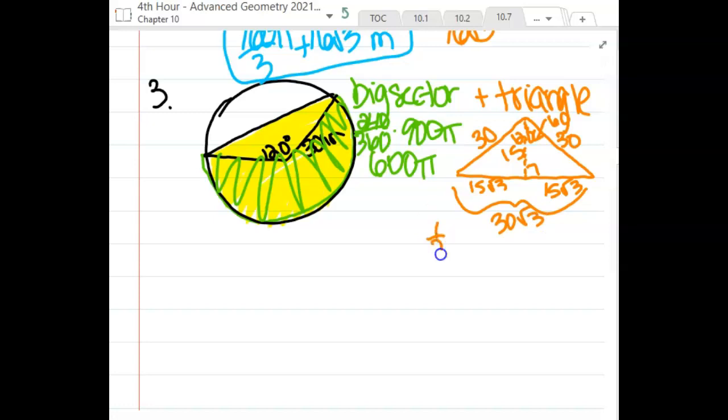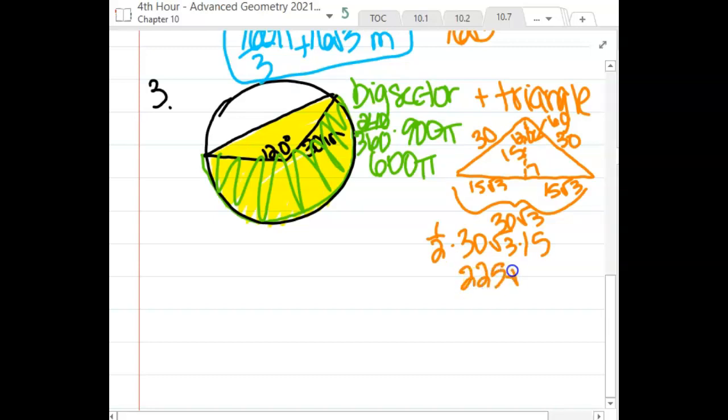Okay, so to find the area of the triangle, we're going to take 1/2 times the base, which is 30 square roots of 3, times the height, which is 15. Okay, half of 30 is 15. 15 times 15 would give me 225 square roots of 3.